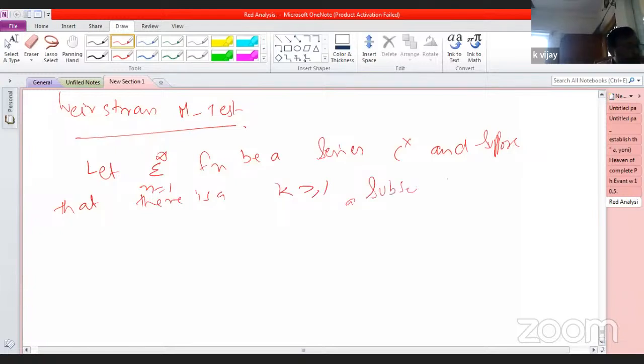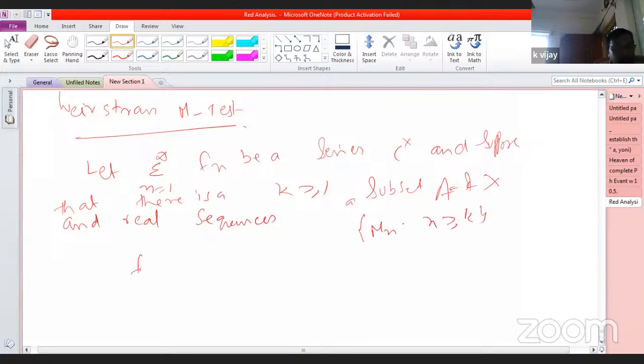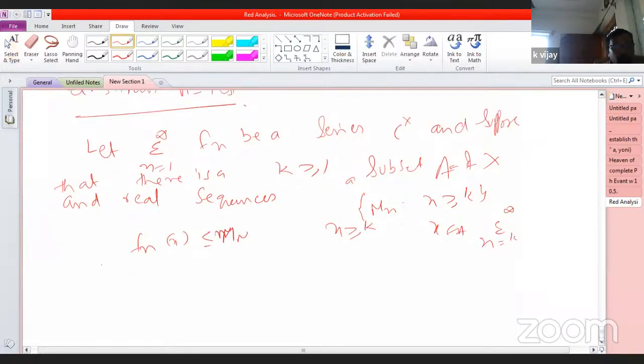A of X, a subset of A of X, and real sequences M_n, n greater than k, such that f_n of x is less than or equal to M_n for all n greater than k here. Therefore, x belongs to A, summation from n equal to k to infinity. Therefore, M_n is convergent.